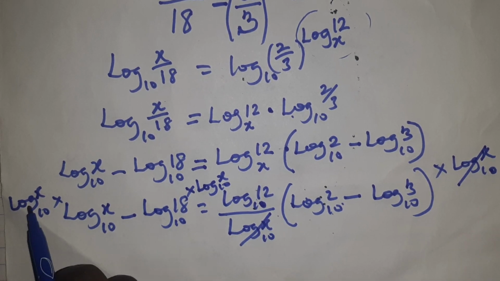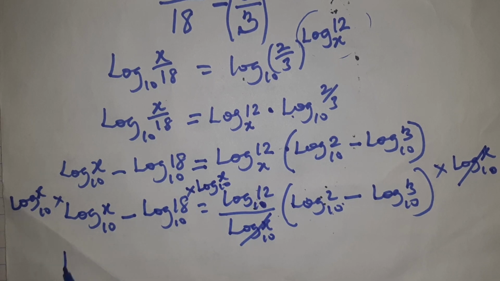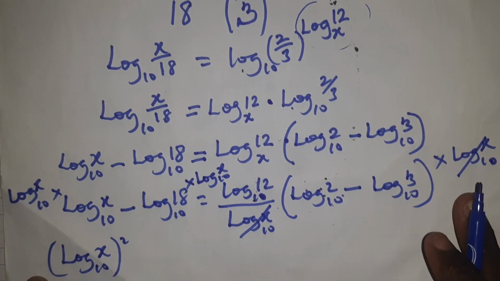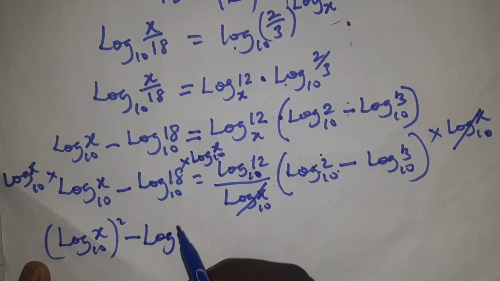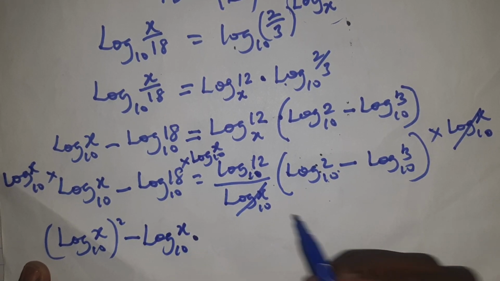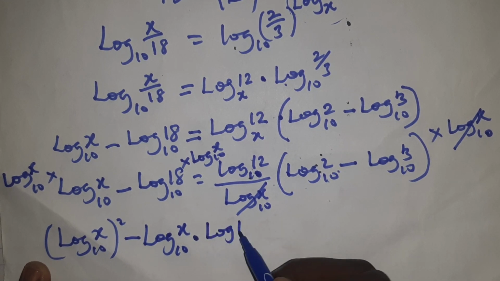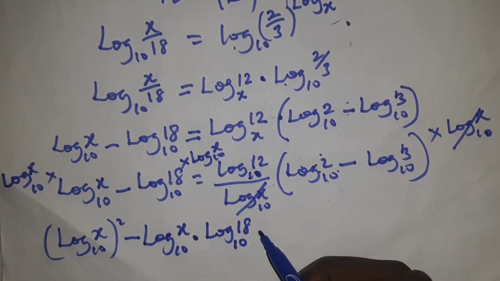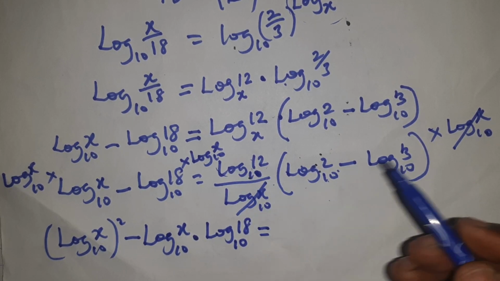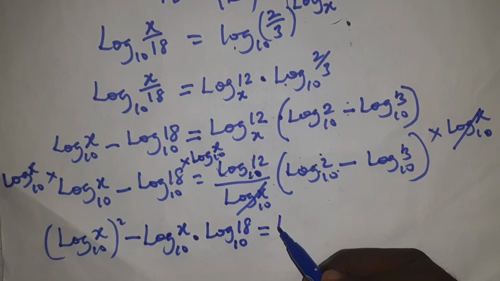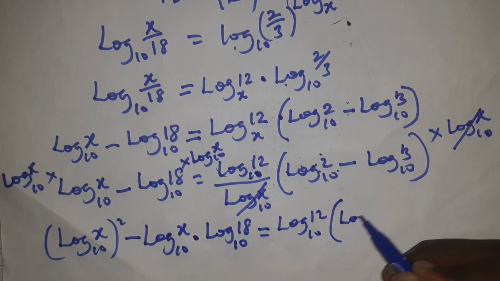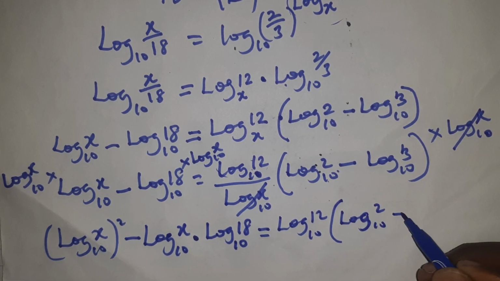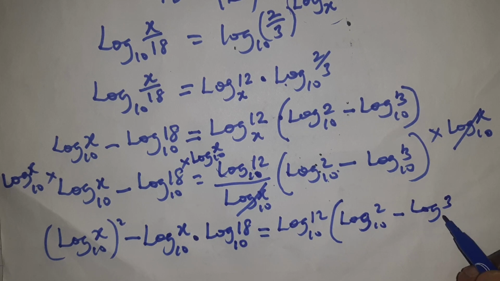So we now have log x base 10 times log x base 10 gives me log x base 10 all raised to power 2, minus log x base 10 times log 18 base 10, that's the product of log x base 10 and log 18 base 10. We can leave it this way for now. Then equals, this one is just log 12 base 10 left since we've eliminated the log x base 10. So log 12 base 10, still open your bracket, still have log 2 base 10 minus log 3 base 10.